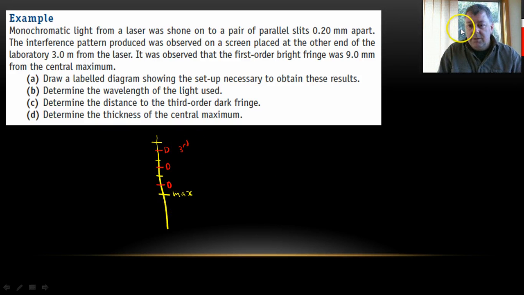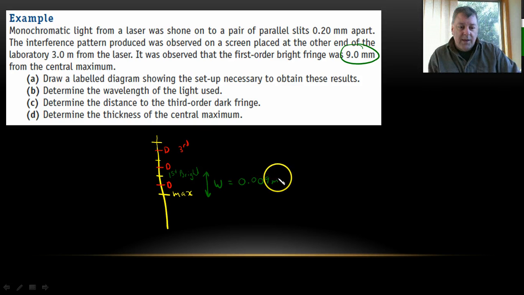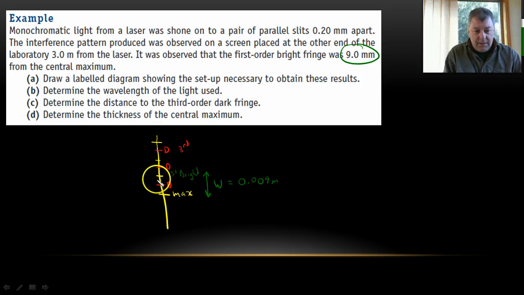Now, back to, let's go to green this time. In the previous question, we're told the fringe distance, because we're actually told the distance to the first order bright, so we should recognize that that distance there is equal to W, which is equal to 0.009 meters. And because these are all evenly spaced, that W is the distance between the next bright fringe. It's also the distance between two dark fringes.